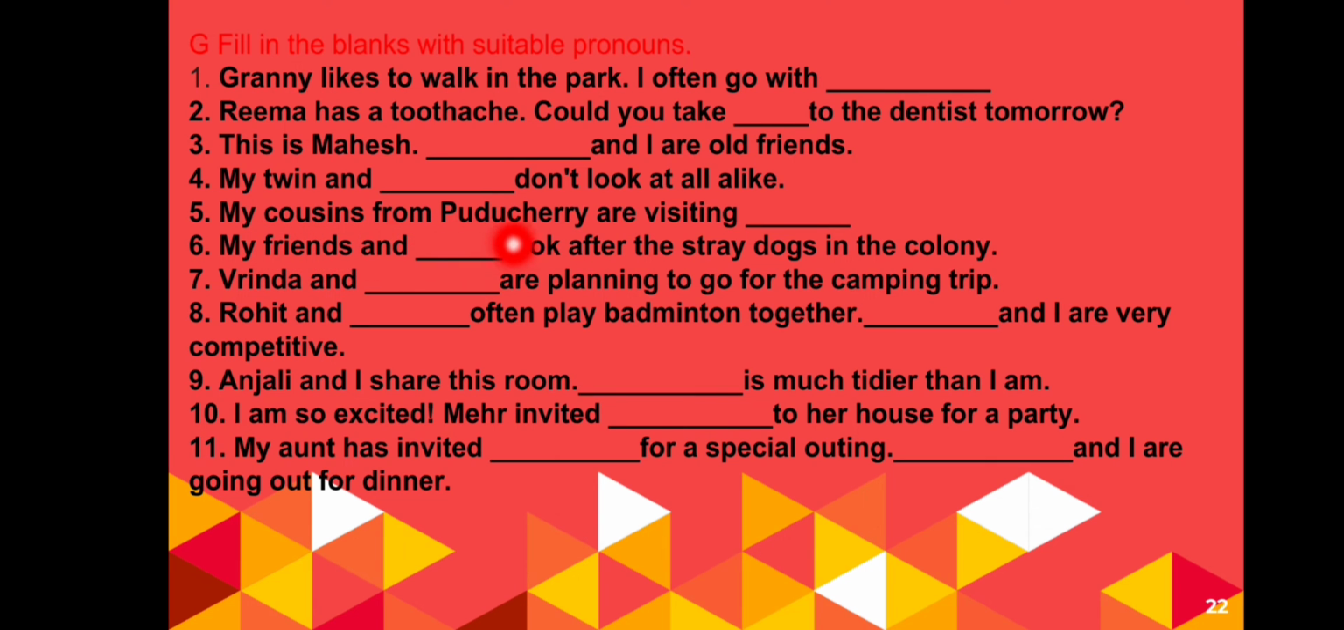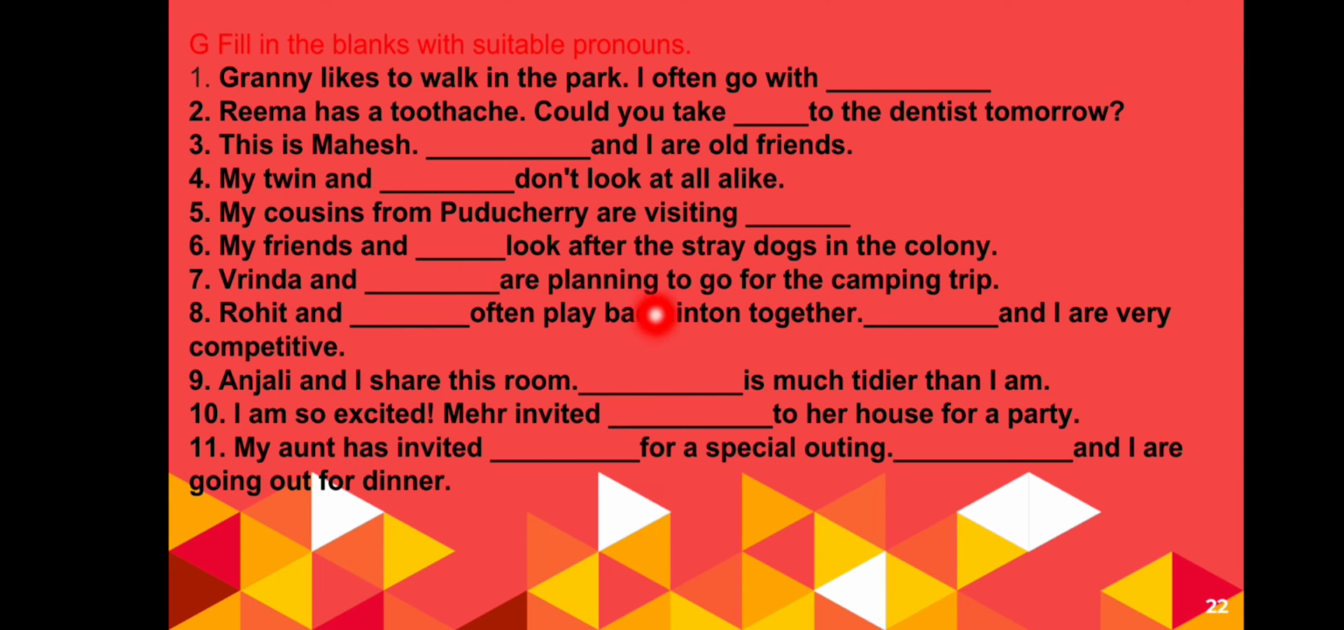My cousins from Puducherry are visiting dash. So it is coming as an objective form. My cousins from Puducherry are visiting us. My friends and dash look after the stray dogs in the colony. My friends, talking about the plural, right? So my friends and I look after the stray dogs in the colony.